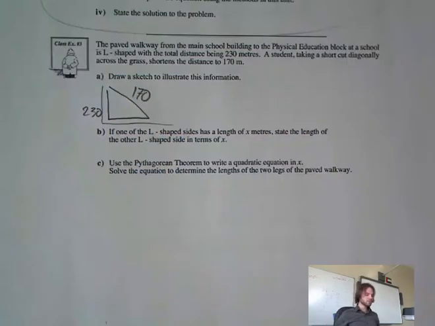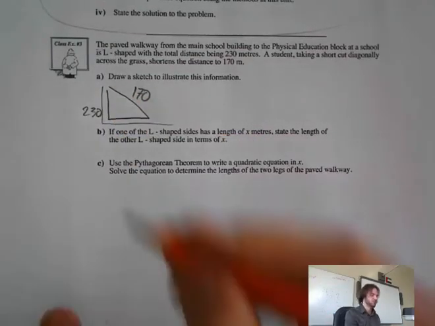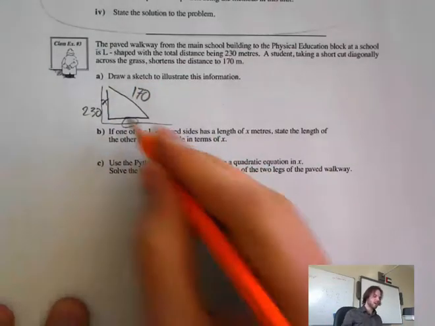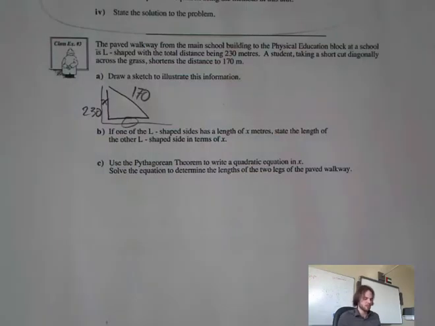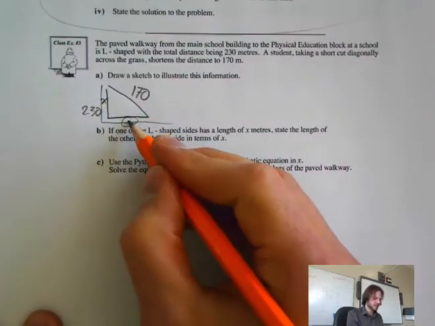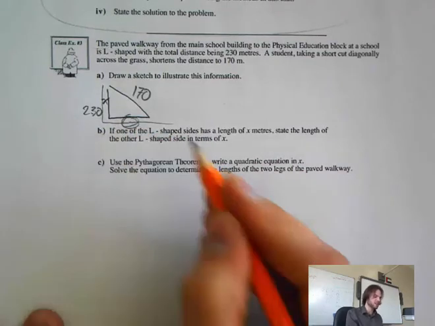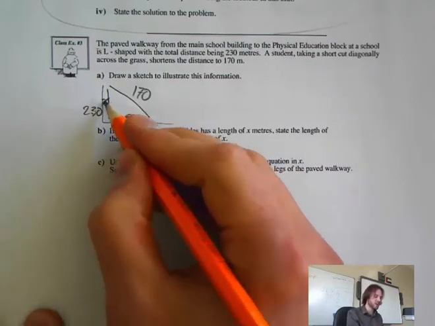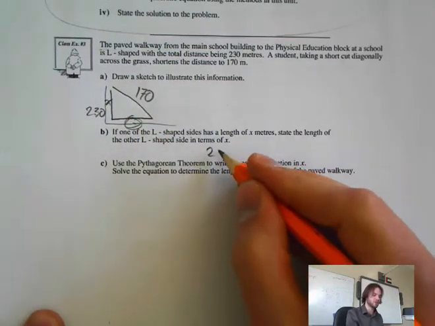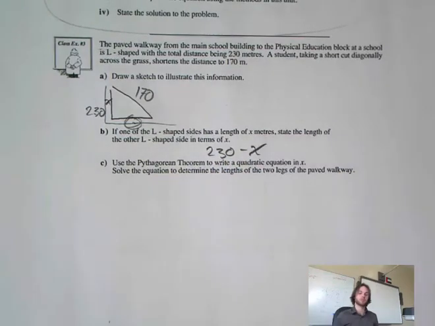Okay? So if I say one length is x, so let's say this is x, what's the other length going to be? Well, if this plus this length is equal to 230, this length here is going to be 230 subtract x. So 230 subtract x. Okay?